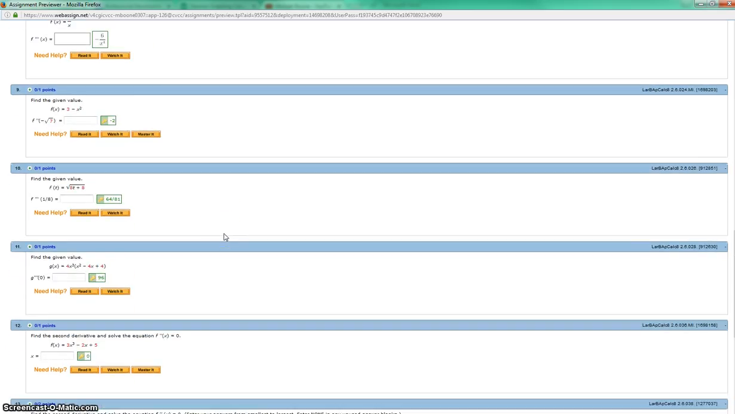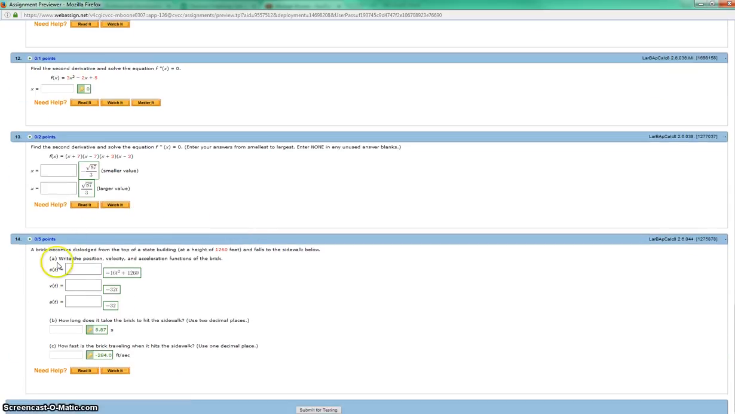There's a problem down here at the end, the application problem, that talks about our position function, so S of t. When you're doing a position function, in the book they talk about creating this equation. So it's always negative 16t squared, then it's plus your initial velocity times t, plus your initial height. So if a brick becomes dislodged from the top of the Empire State Building at a height of 1260 feet and falls to the sidewalk below, the reason why we don't have a middle part here is because there's no initial velocity. But it's always negative 16 that comes from the gravitational constant.